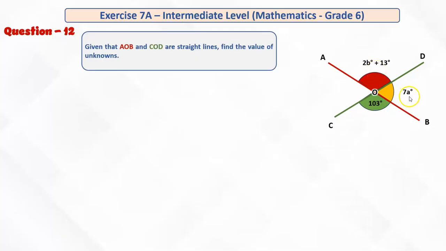What are the unknowns? This A in 7A degrees, and this B in 2B degrees plus 13 degrees, which is actually the angle of AOD. We have to find these values. So, well, let's start solving them.